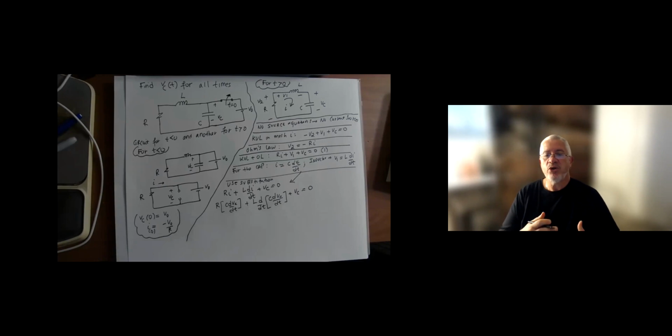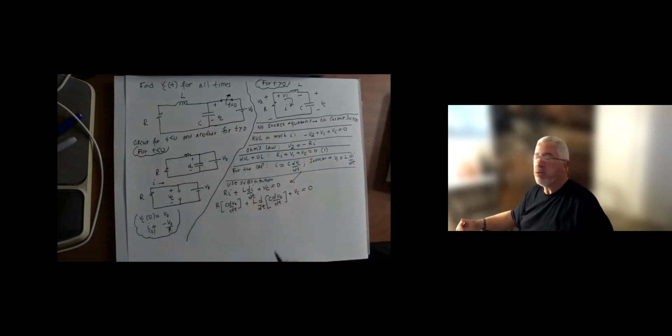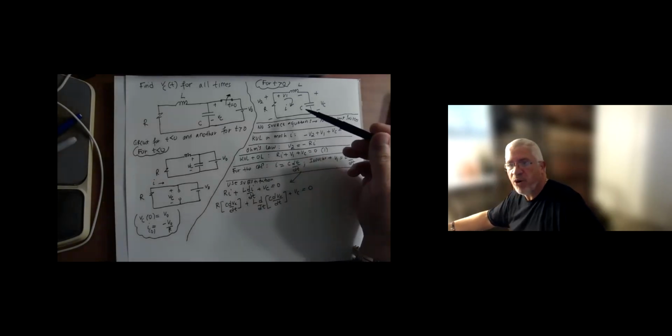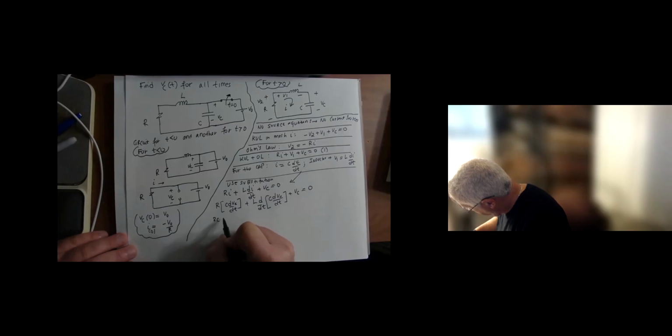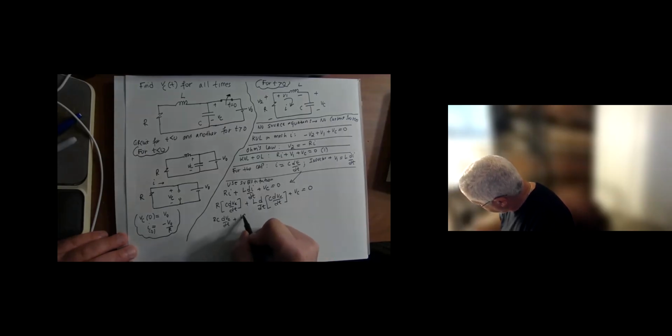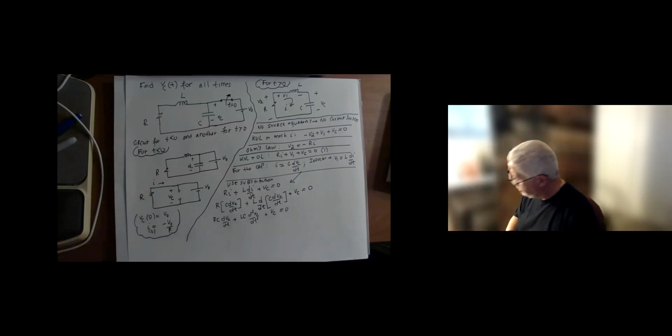So I wanted to show you those without the PowerPoint features so that you can see me doing it, because that is the process that I want you to follow. Admittedly, this is a one mesh problem, so it's as simple as it gets, but it shows you the process in detail. So let's multiply this through. What do we got here? RC dVc/dt plus LC times the second derivative of Vc, plus Vc equal to 0.